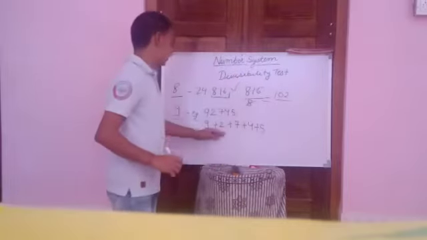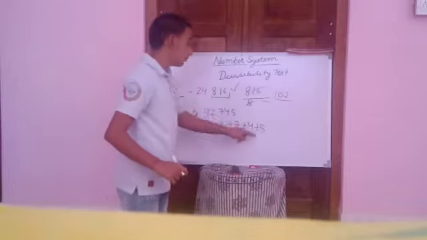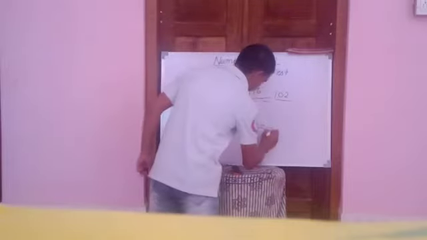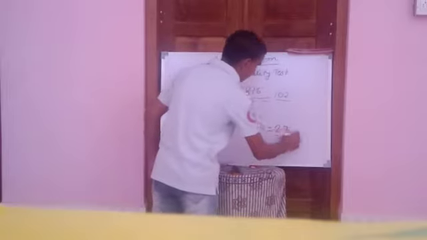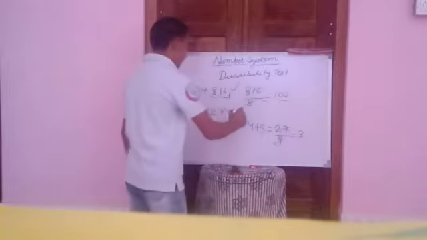Like 9 plus 2, 11; 11 plus 7, 18; 18 plus 4, 22; 22 plus 5, 27. As the result is divisible by 9, so the whole number is divisible by 9.